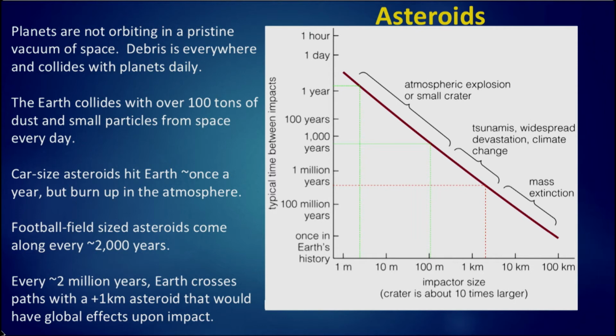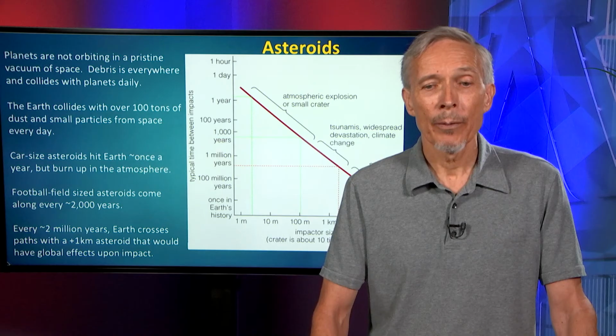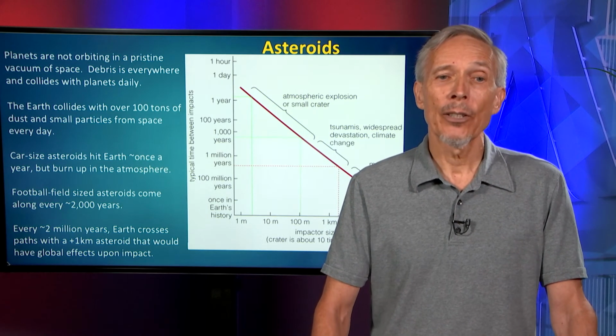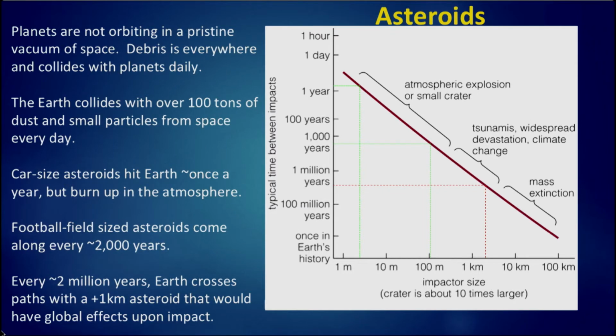The cratering history of the Moon and Mercury, planets without atmospheres, show clearly how much debris there is impacting over cosmic time. The Earth collides, for example, with about 100 tons of dust and small particles from space every day. Luckily, because of our atmosphere, most of these particles burn up in the upper atmosphere. That's what you see when you see a shooting star. A car-sized asteroid will hit the Earth about once a year, but most of them burn up in the atmosphere too. An asteroid the size of a football field, 100 meters or so, will come along every 2,000 years.